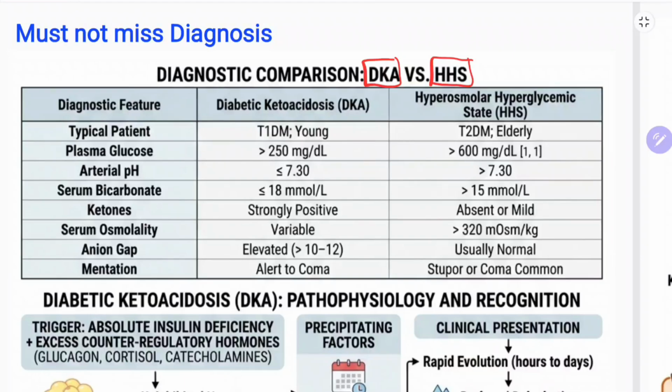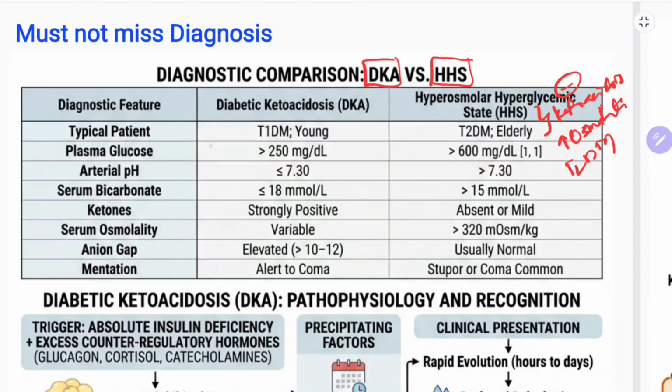Let us compare these two. So remember the basic rule. In HHS there will be no ketoacidosis. Ketoacidosis will not be there here, and there will be increased osmolality, and this is common in type 2 diabetes mellitus.